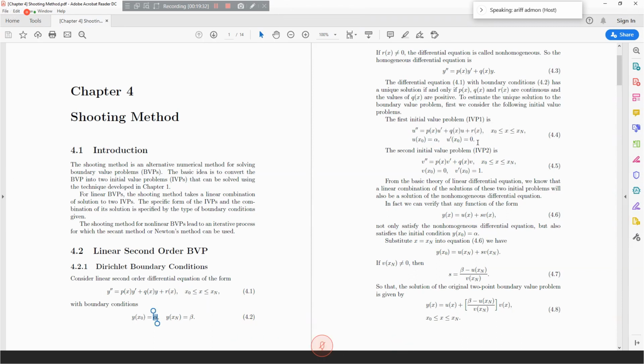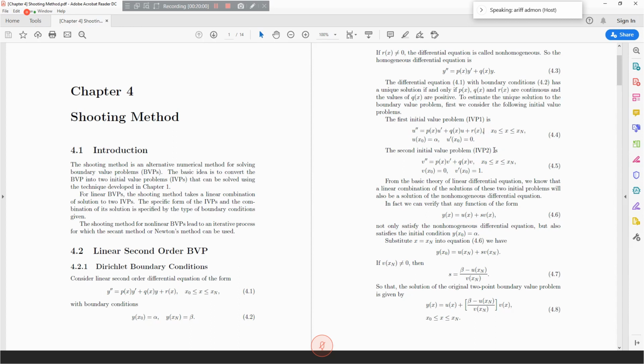Understand? Okay, this is regarding your IVP1. Once again, this is x naught, in other words your left end here. If x naught is 0, you put 0 and 0 here. If this is 1, you put 1 and 1 here. It depends on the value here.